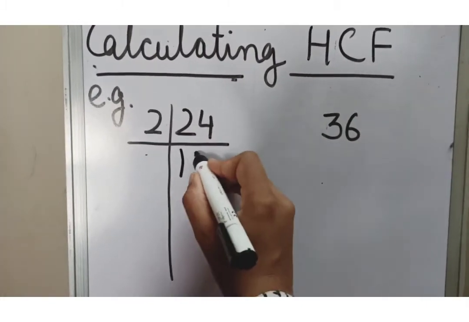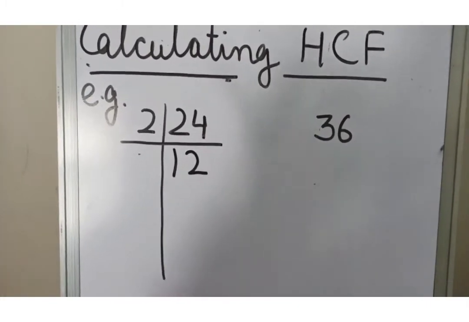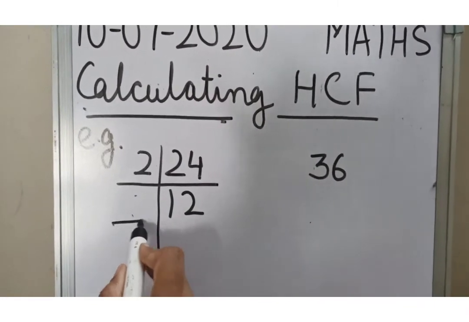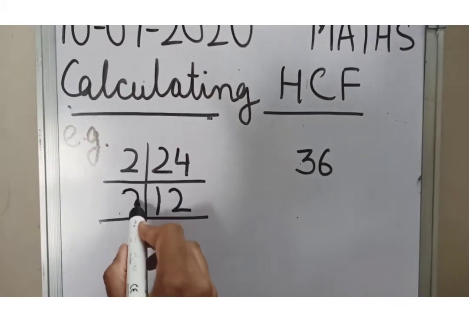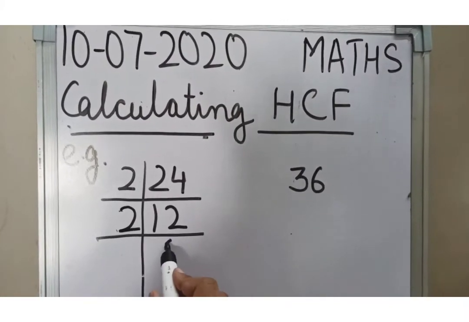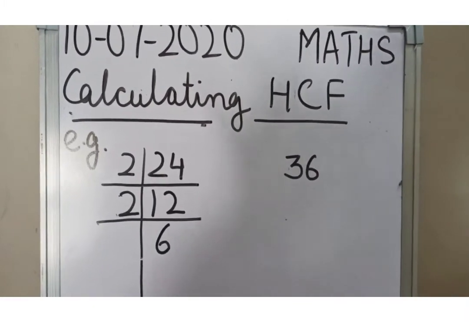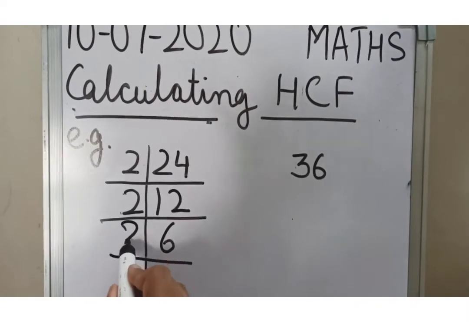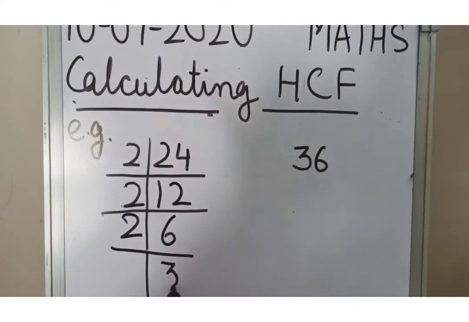I'll write the answer of the division, that is 12. The next step will be, again, 12 is divisible by 2. We will write the answer here, that is 6. Next, again the number is divisible by 2. We will write the answer 3.